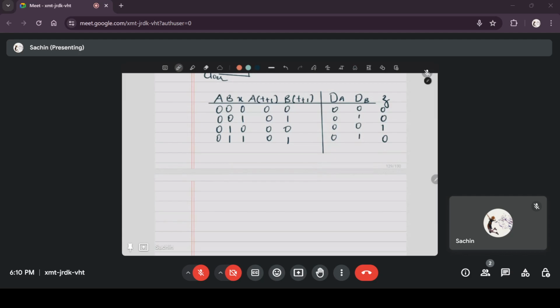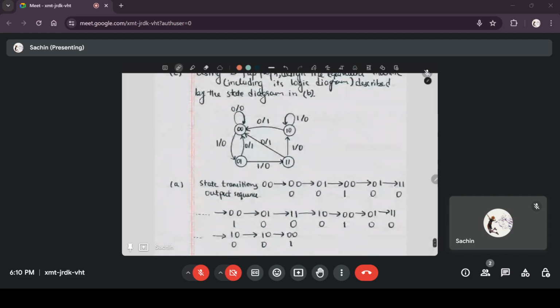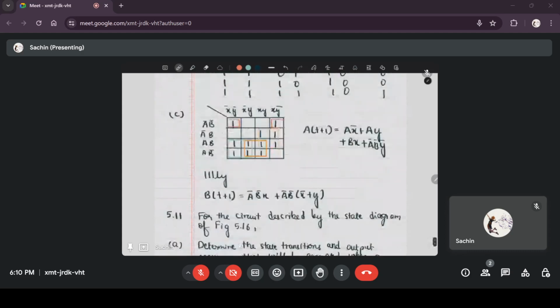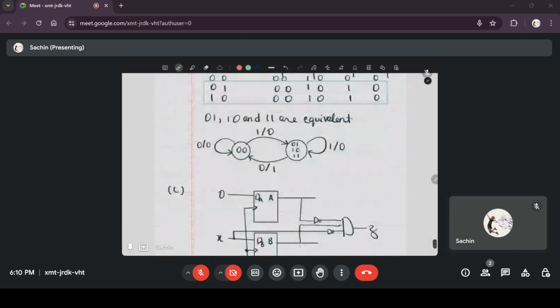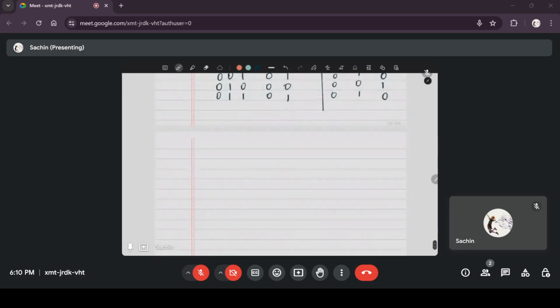We stopped the last session at problem 5.11. We'll continue now from problem 5.12.